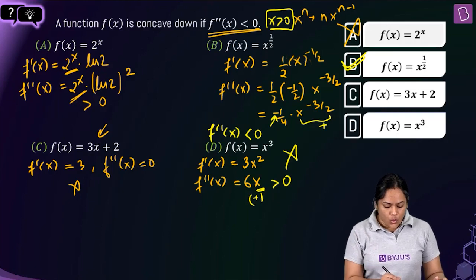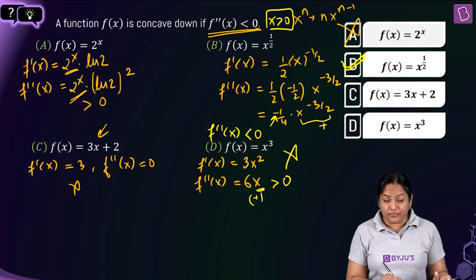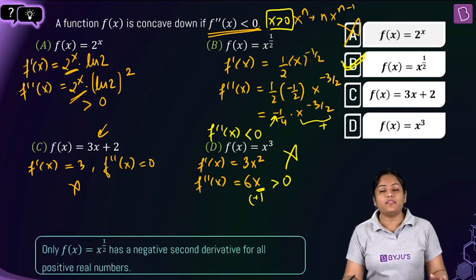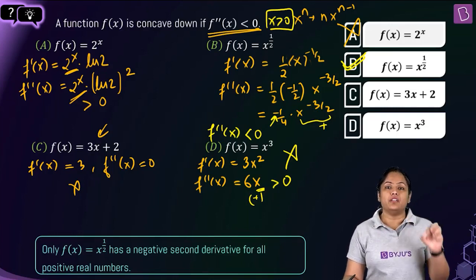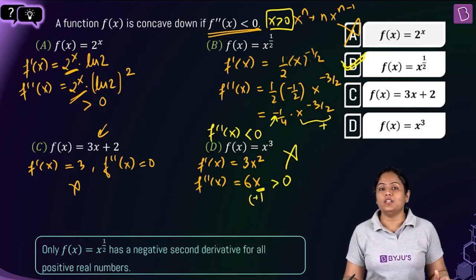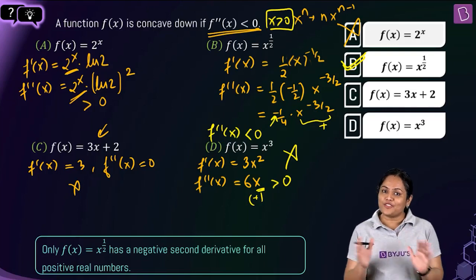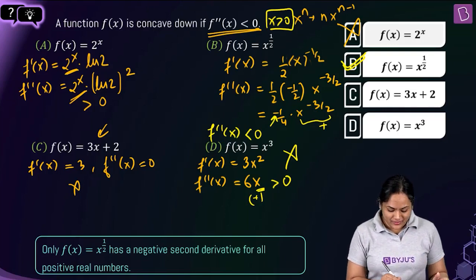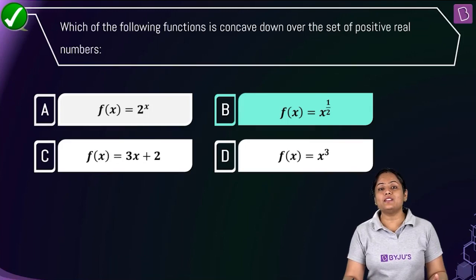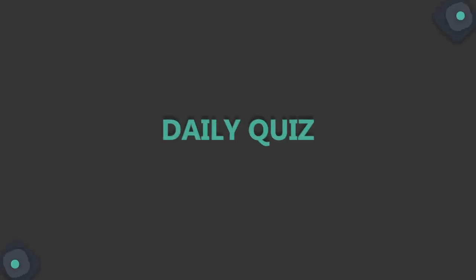So therefore, only B option, that is fx is equal to root x, will be the graph which will be concave downwards for positive real numbers. Understood? And the correct answer will become B.